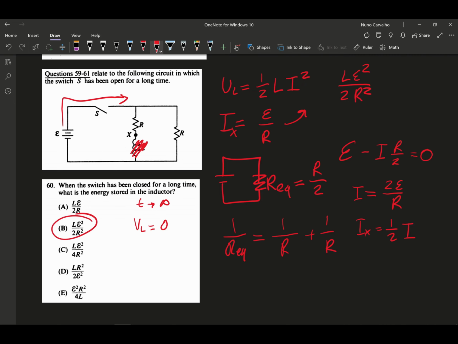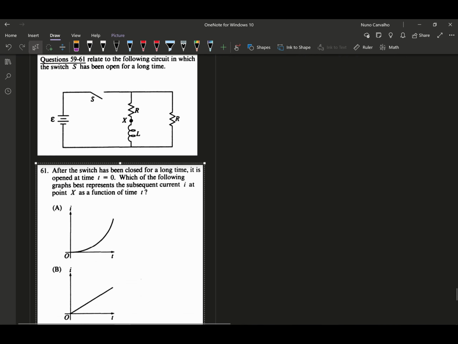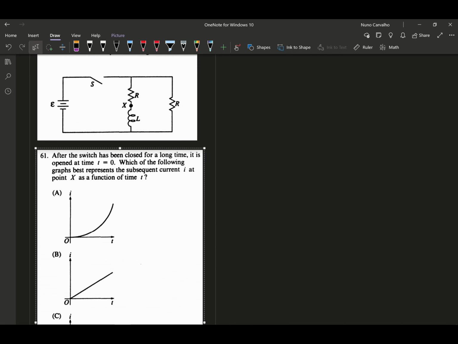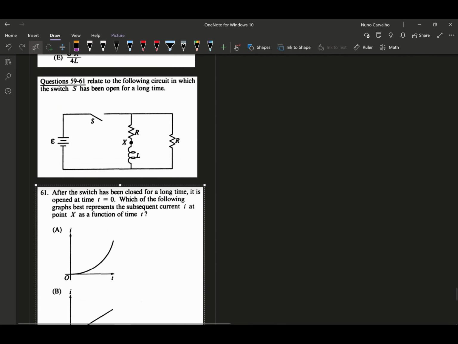That's the correct answer. Number 61, we're still working with the same circuit from the previous two questions, and we're told that after the switch has been closed for a long time, it is then opened at time equal to 0, and which of the following graphs best represents the subsequent current I at point X as a function of time t. Okay, so let's think about this.